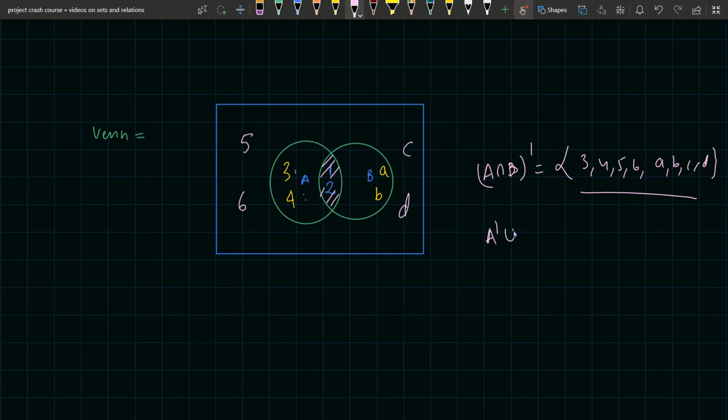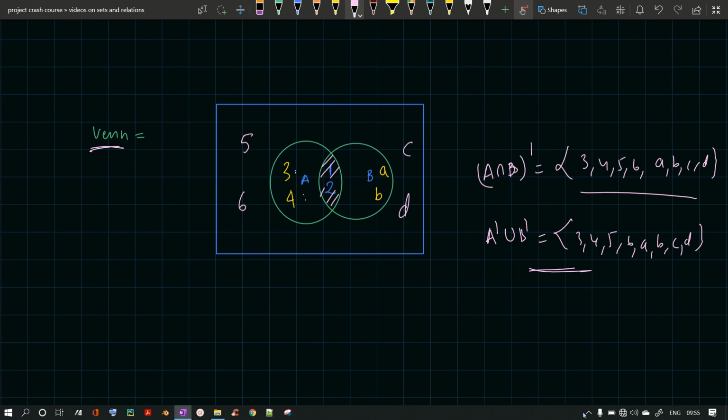And what is every element in A complement? We know every element in A complement is 5, 6, C, D, A, B. And what is every element in B complement? We know that is 3, 4, 5, 6, C, D. So we know the union of these will be 3, 4, 5, 6, A, B, C, D. Simple. We again got 3, 4, 5, 6, A, B, C, D. Using a Venn diagram actually solves the problem pretty easily. Okay, I hope you understand this. Thank you.